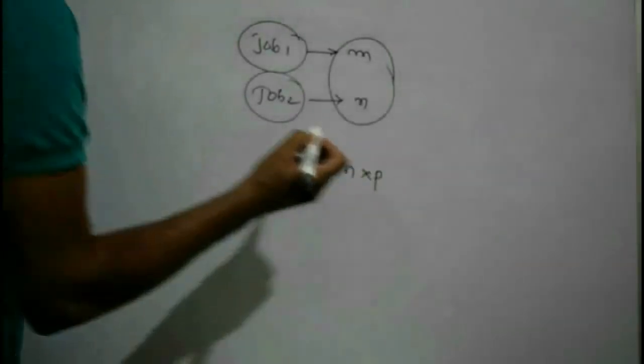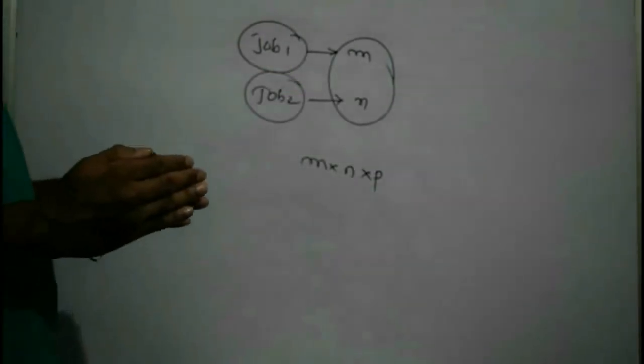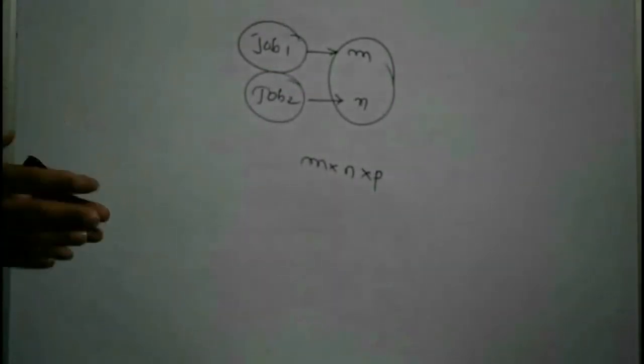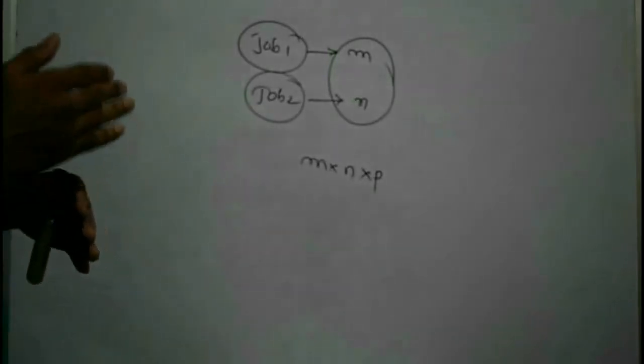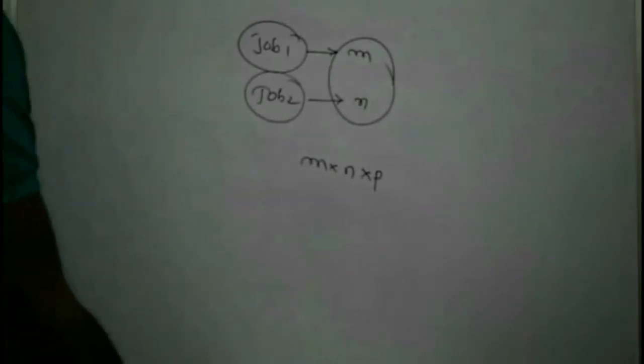M into n into p ways. So remember, practically while you are solving the problems, we split a problem into some sub jobs. First job, how many ways can you do? Second job, how many ways can you do? Third job, how many ways can you do? Later we will multiply them to get the final result.